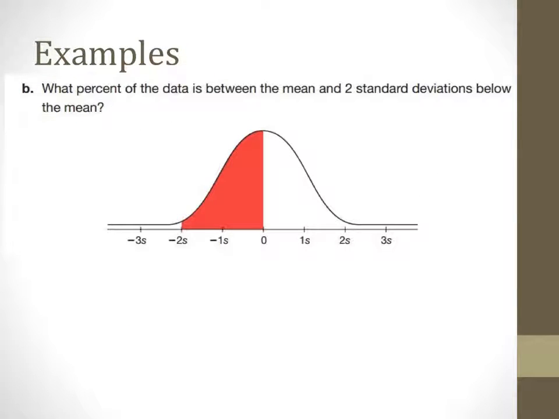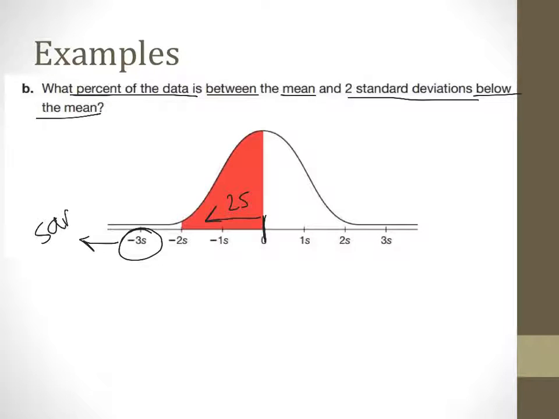Okay, on to the next example. This one is asking us to determine the percent of data between the mean, that's here in the middle, and two standard deviations below the mean. So that means to the left of the mean, we're going 2 standard deviations. Notice that these are S's, so this must be talking about some sample data.